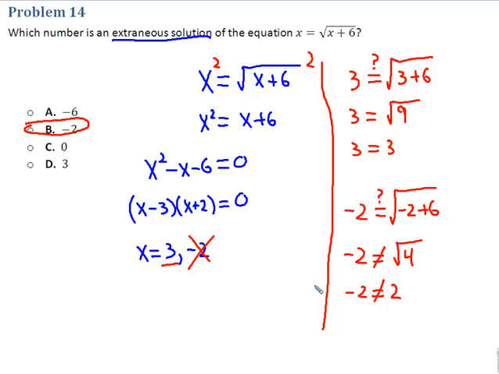And really the only way we're going to be able to figure out which one is an extraneous solution is by going through this equation, coming up with both of them, and then plugging them in to see if they actually work.